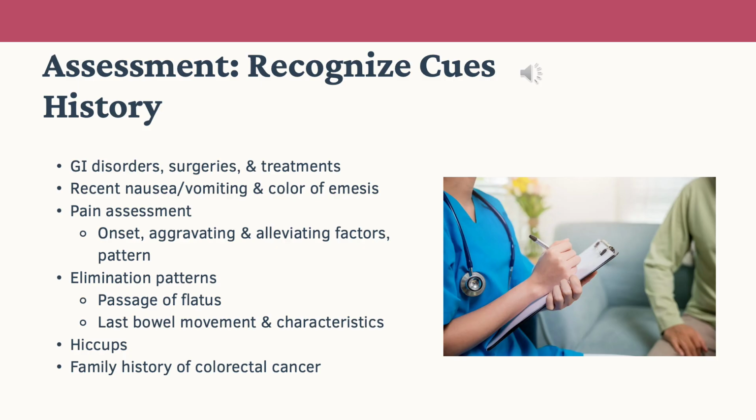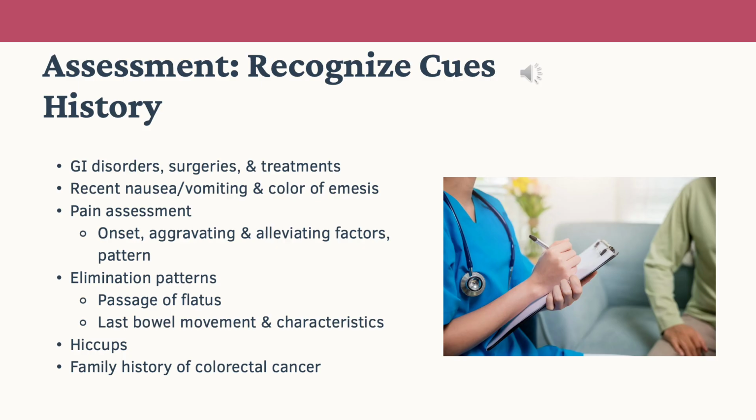We also want to ask about any recent nausea or vomiting. And it's important to note the color of the patient's emesis, because this can give us pretty vital information. A greenish yellow vomitus might suggest bile, while hematemesis indicates bleeding. Next, we want to perform a detailed pain assessment. So pay close attention to the onset, aggravating and alleviating factors, and any patterns in the pain. Keep in mind that severe pain followed by sudden relief might signal perforation, which requires immediate intervention.